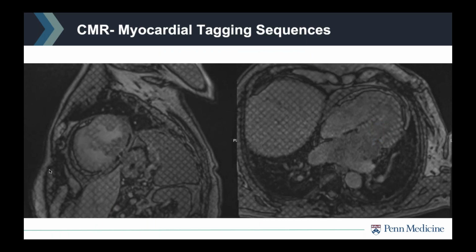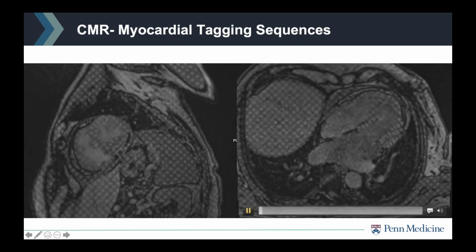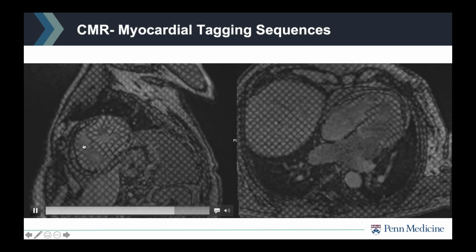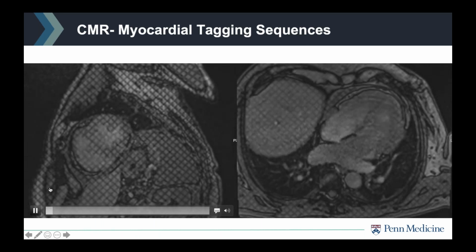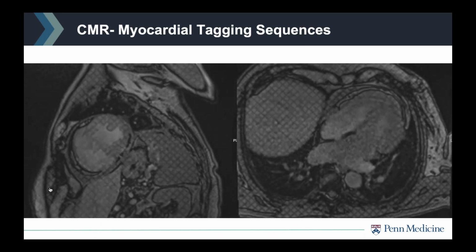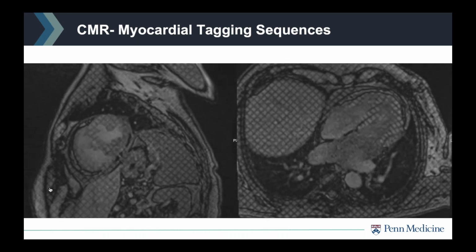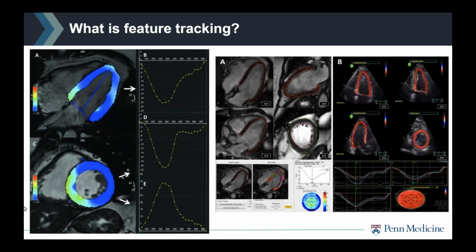So this is just an example to show how tagging works. Like you tag the myocardium in a grid-like pattern, and with recovery, the tags fade over time, and you're tracking the magnetization tags. Feature tracking is done on SSFP images, and this is a comparison showing feature tracking with echo, and you track the features over subsequent images and over time, and you get a bull's eye, which is kind of similar to what you get on echo as well.